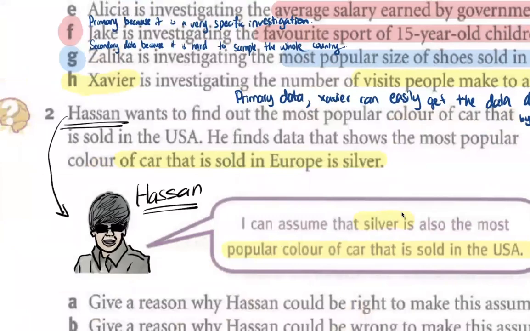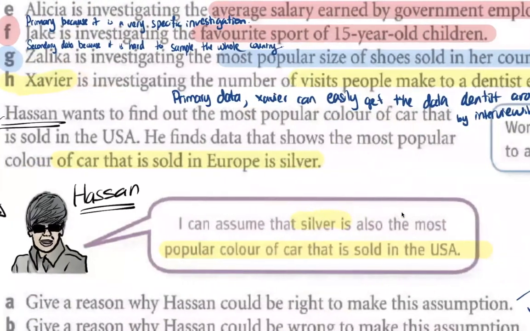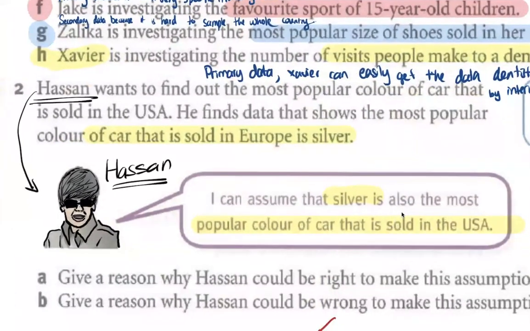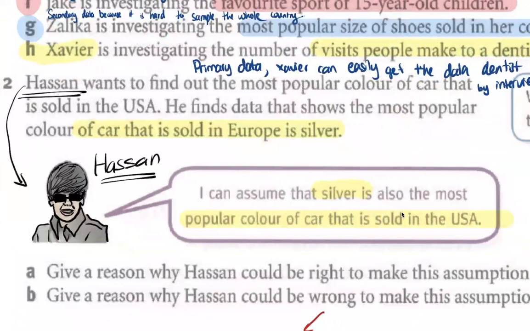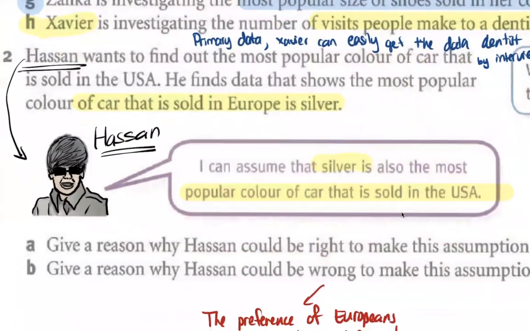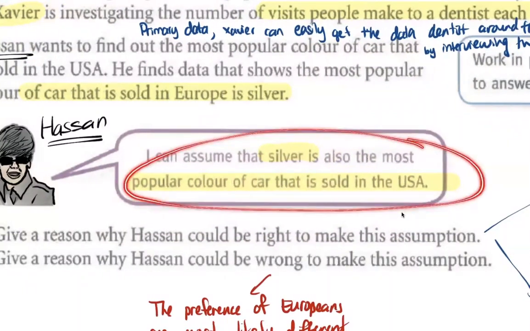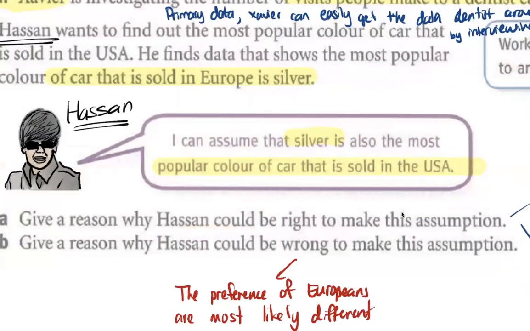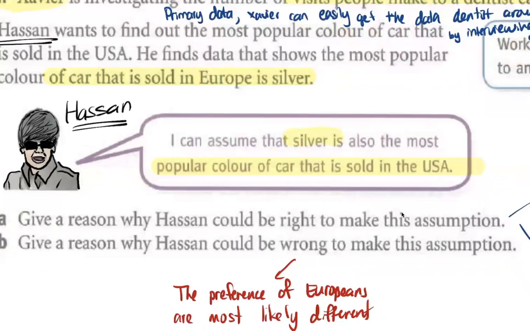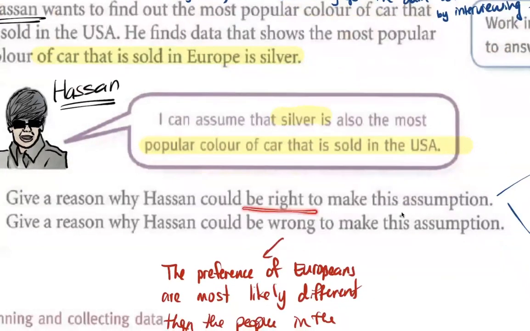For number 2, Hassan wants to find the most popular color of car that is sold in the USA. He finds data that shows the most popular color of cars that is sold in Europe is silver. So he can assume that silver is the most popular color of car that is sold in the United States of America. Yes and no. To give a reason why it could be right.